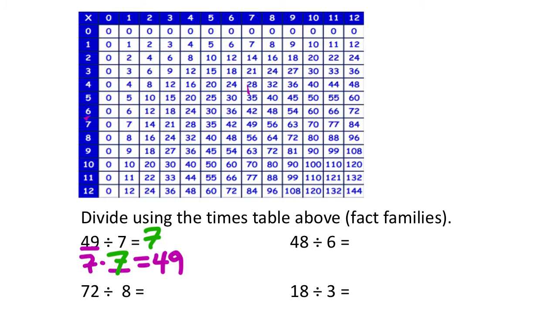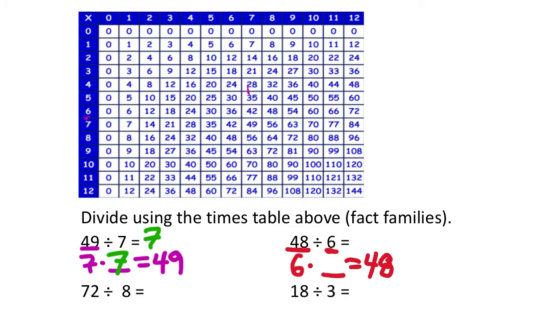All right, so 48 divided by 6. Again, the divisor here is 6. It has to be one of the factors, so it'd be 6 times something would then equal the dividend, 48. Again, I did change the operation, though. It was a division problem. I changed it with a fact family into multiplication. So then this becomes 6 times something is 48.